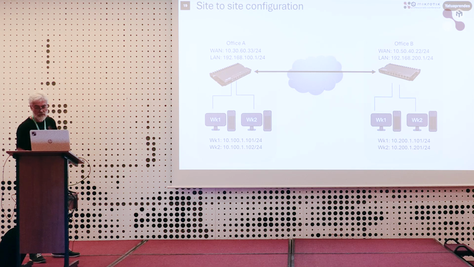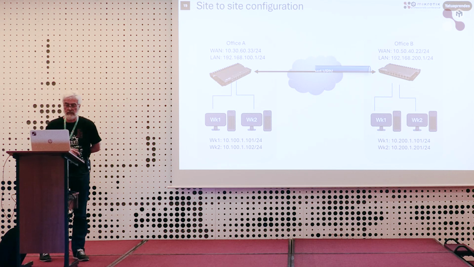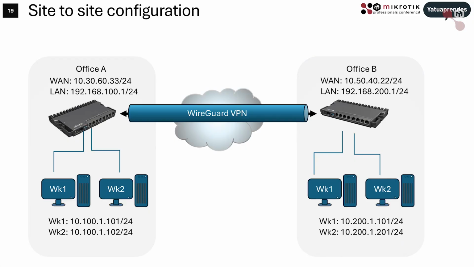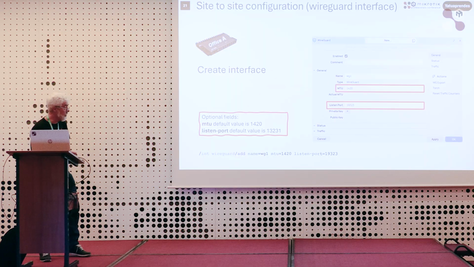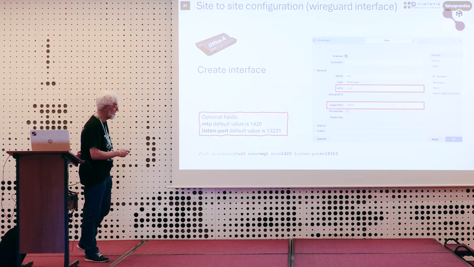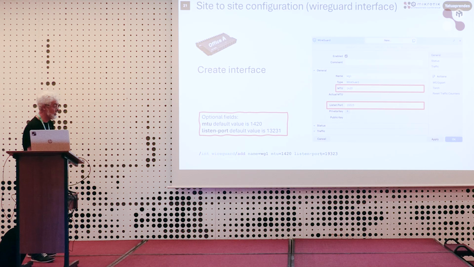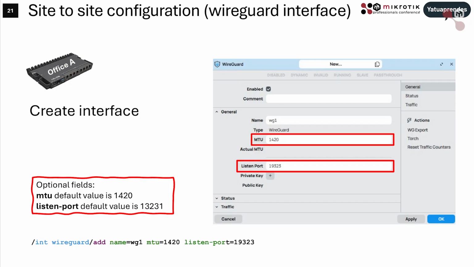We have a site-to-site configuration, for example, Office A to Office B. We have these addresses for the workstations, and we are going to implement a WireGuard VPN. First, we have to create the interface. On Office 1, we set an MTU of 1420, and the listen port is whatever we want there.